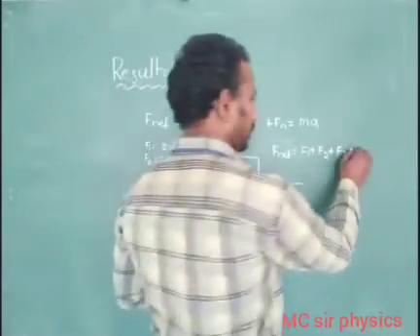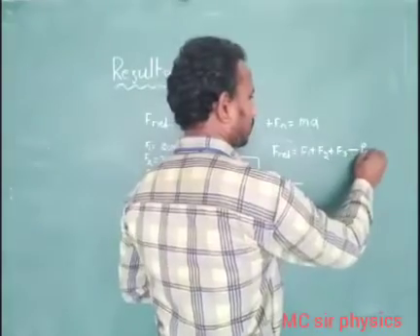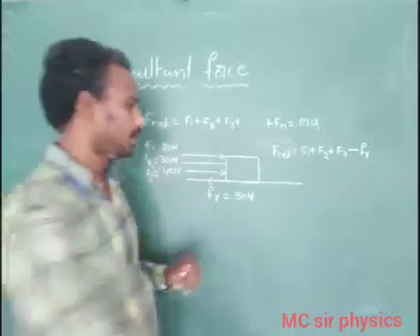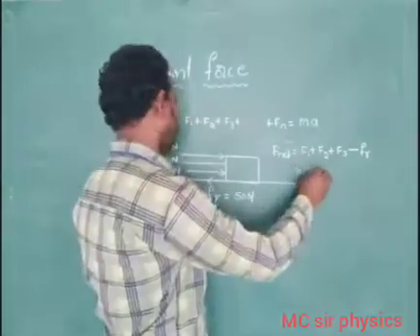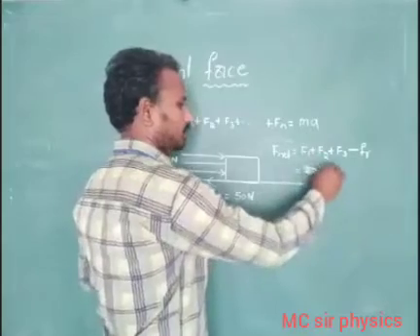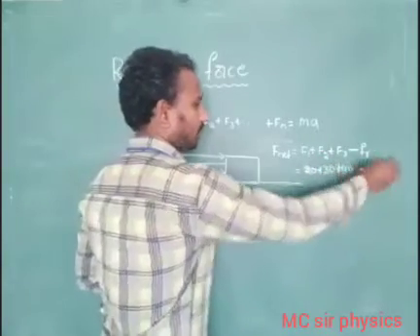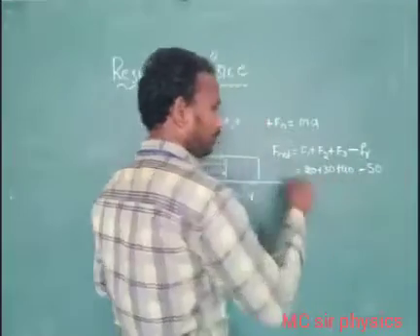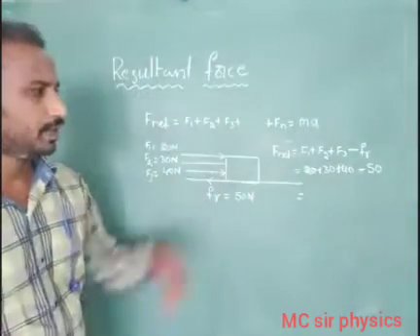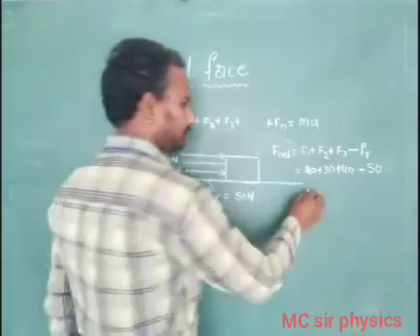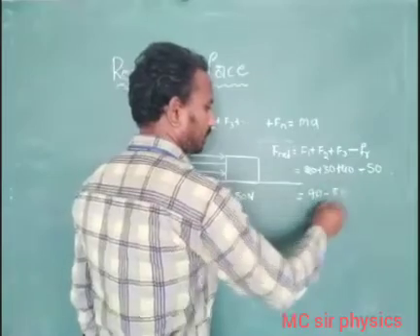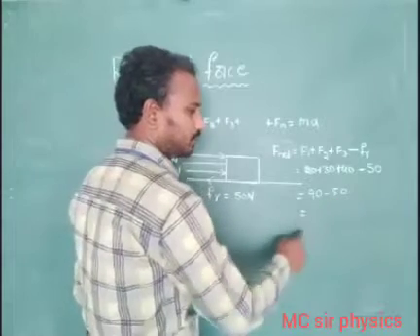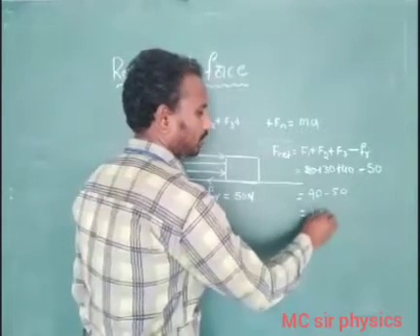Now, that external force we represented as Fr. Now substitute the values: 20 plus 30 plus 40. Now Fr value how much? 50. Substitute here 50. 20 plus 30 plus 40 is equal to 90. 90 minus 50, that is equal to how much? 40.